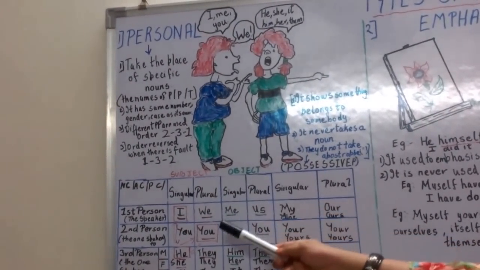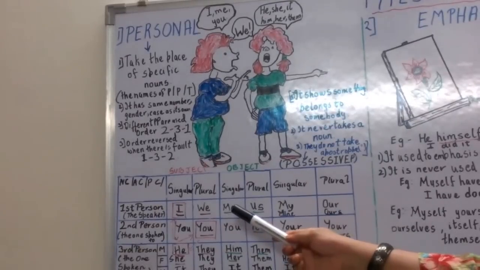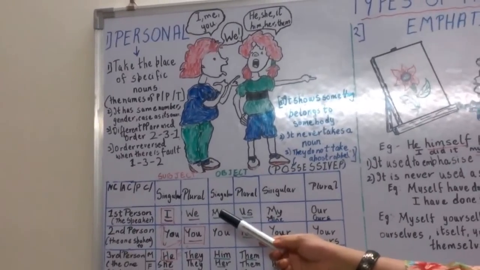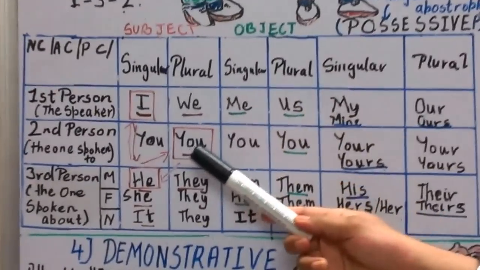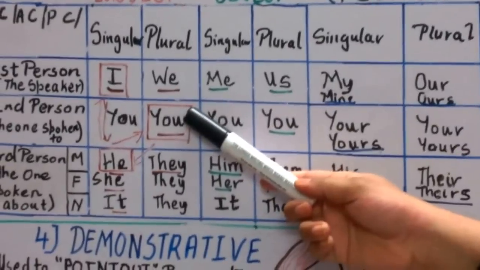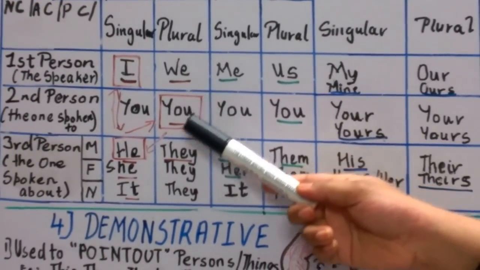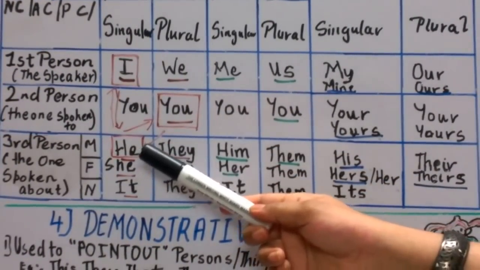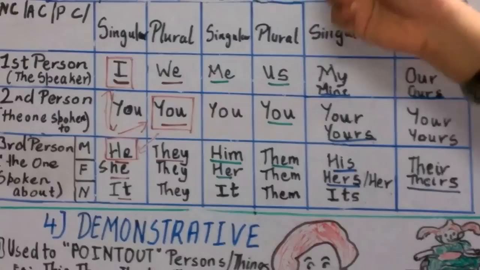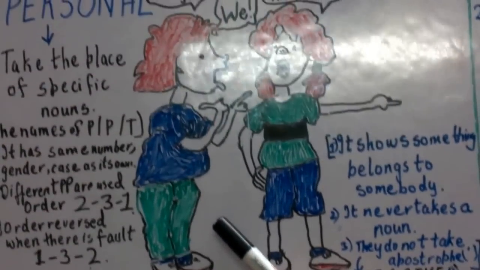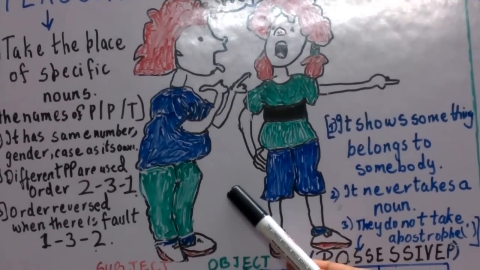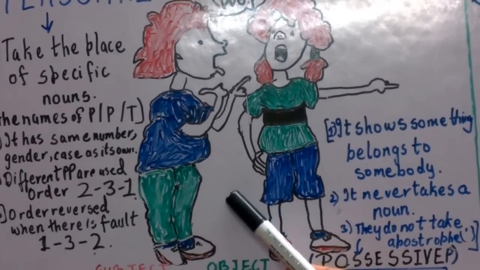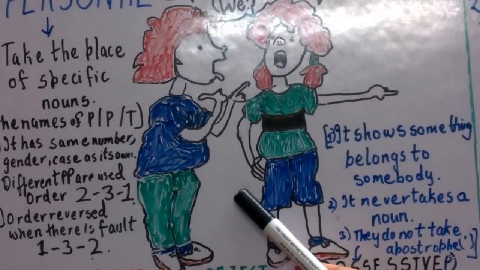What are subject pronouns? How will we use the subject pronouns? I call myself I. I call you you. But if I have to talk about the student, the boy, I will say he. He is in front of me. You see this boy? He is standing in front of me. So we use he. So instead of using student boy, I will say he. He is in front of me.